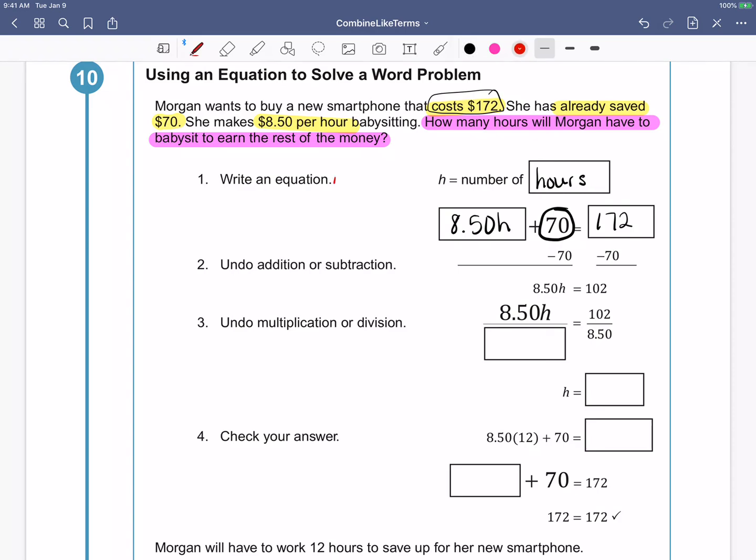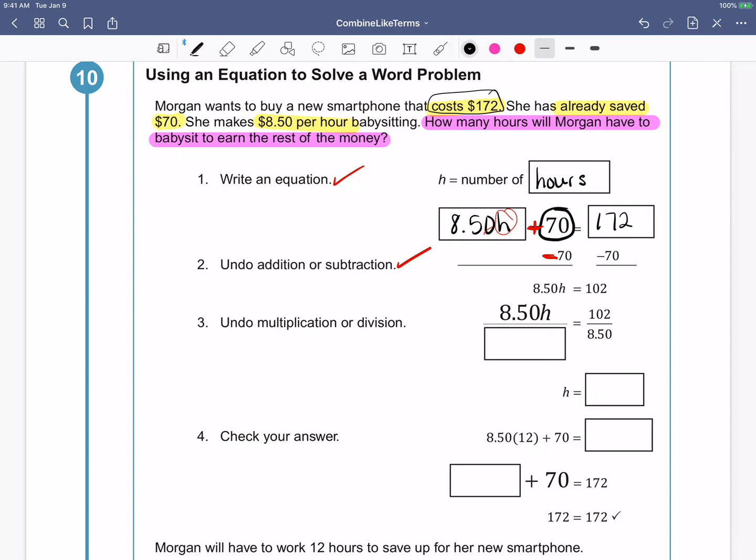I'm going to go ahead and put a check. Now my second step is undo addition or subtraction. Now remember, I want to move my like terms. I only have one with an H, and the other two don't. So I want my two that have no H's to be on the same side of the equal. So I'm going to do the opposite of the sign. This operation is a plus, so I'm going to do the negative sign, and I'm going to do the subtraction. 172 minus 70 is going to give me 102 and 8.50. All right, so now I can check that one off.